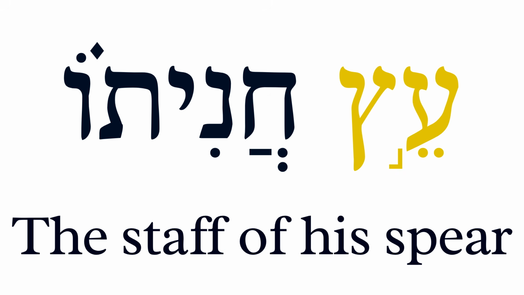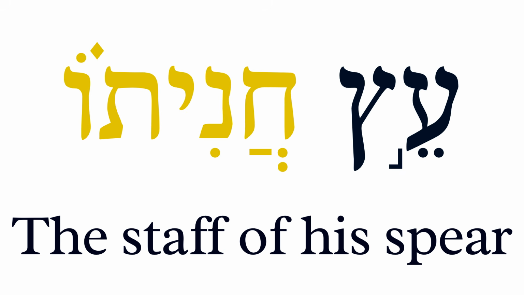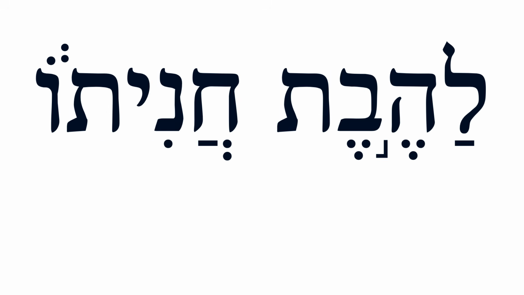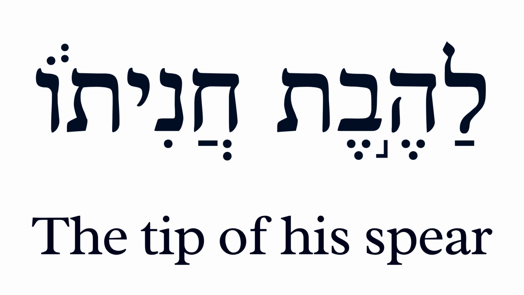Eitz refers to several things related to wood, firewood, a tree, or in this case, the wooden staff of a spear. Since the last word of the construct phrase, chanito, is definite, with the possessive suffix o, the whole phrase is definite. We don't say a staff of his spear, but the staff of his spear. The same with lahevet chanito, the lahevet, the tip of his spear. There will be a few contexts where you won't want to translate every word of a definite phrase with the, so as always, be flexible with interpretation.